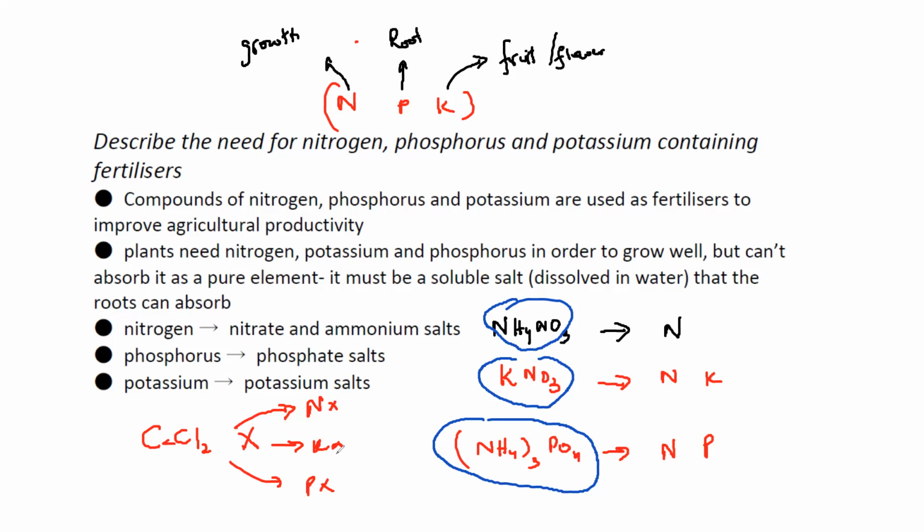And the type of fertilizer which we use depends on what the need is, for what purpose we need a fertilizer. If we want a better growth of the plant, we prefer nitrogen fertilizers. If we want a better root system, then we prefer phosphorus fertilizer. If we want to enhance the growth of the fruit or the flower, we prefer potassium fertilizers. So fertilizers are compounds of nitrogen, phosphorus, potassium, which can improve agricultural productivity.